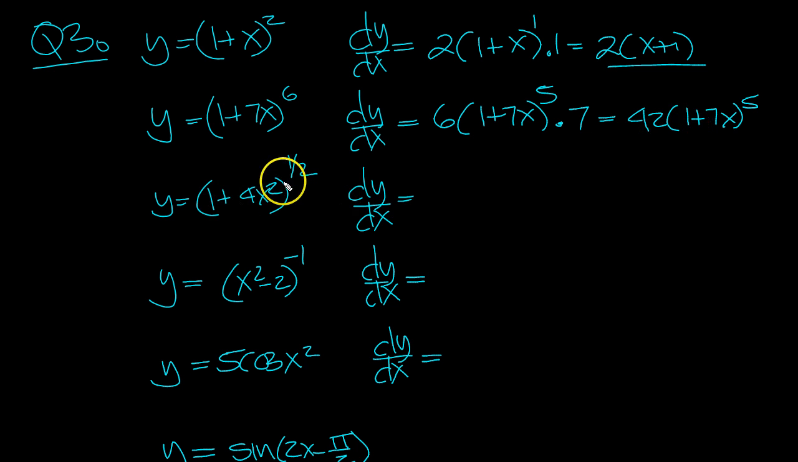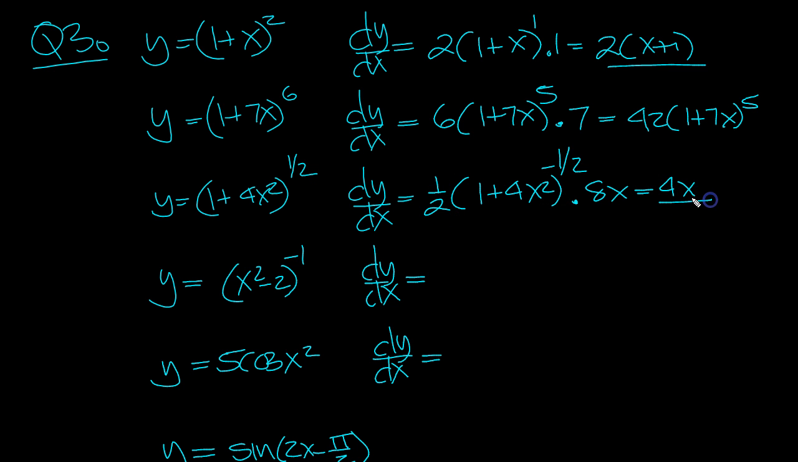Okay, the next one, something to the power half, is half of the something to the 1 less, to minus half, multiplied by the something differentiated, 0 and 8x. So we end up with 4x. And we could drop this bracketed term underneath, couldn't we, if we wanted? 1 plus 4x squared to the half, instead of writing it as minus half on top.